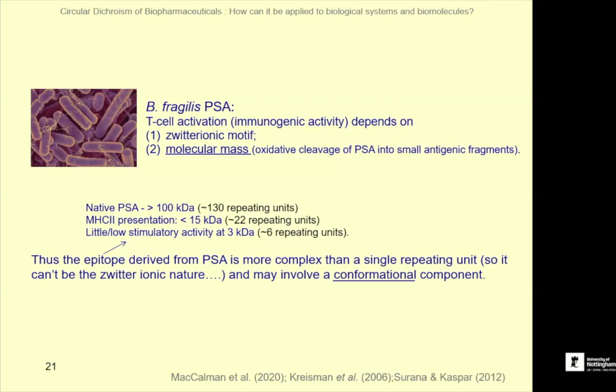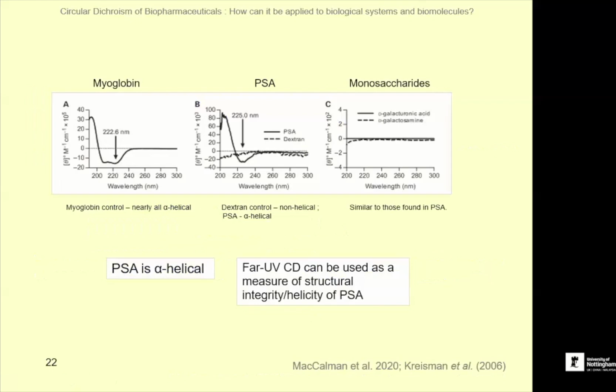the carbohydrate. So, as summarised, the epitope for T cell response derived from PSA is more complex than a single repeating unit. So it's not the charge by itself, because the single repeating unit, in fact 6 repeating units, is going to have loads of charge on it, and it's not inducing the T cell response. So it has to be something to do with the mass, that intermediate size range, which is not to do with the charge. So the proposal is, well, it's a conformational component then, isn't it? So this is what they pursued using CD.